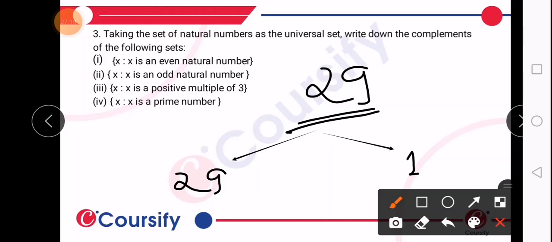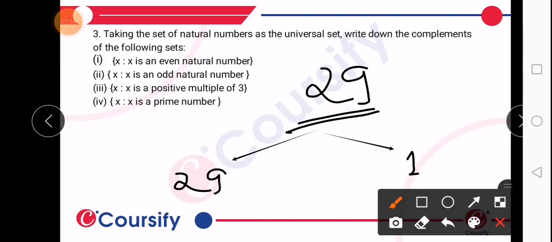Now, if a given set is a set of prime numbers, then the complement of such a given set would be a set of composite numbers. Now, composite numbers are exactly the opposite of prime numbers, wherein a prime number has only two factors, being itself and 1. A composite number will have multiple factors, maybe 2 or even more.